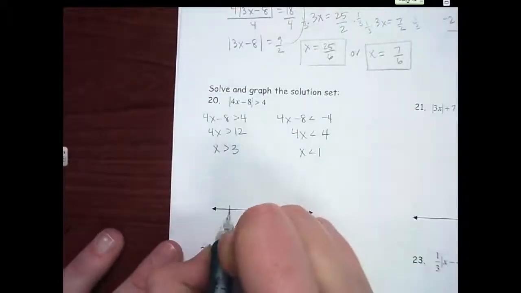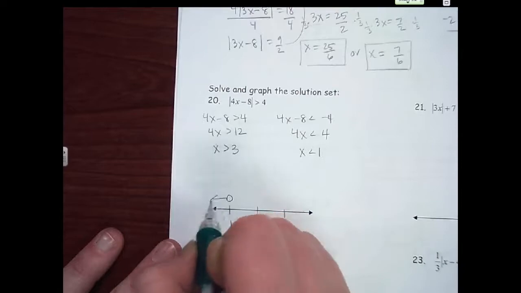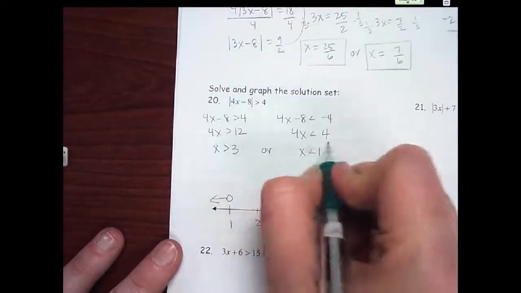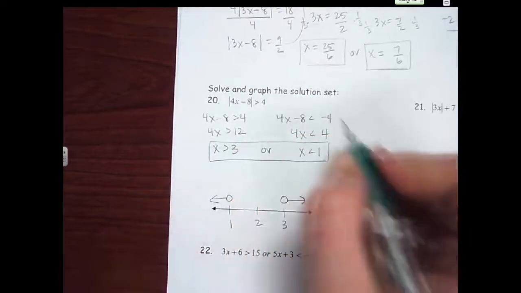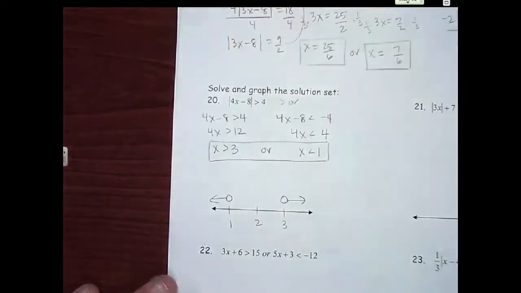So let's put that on our number line. 1, 2, 3. Open circle at 1 going to the left. Open circle at 3 going to the right. So this is an OR statement. And I can check that up here. I have a greater than symbol, which means OR.